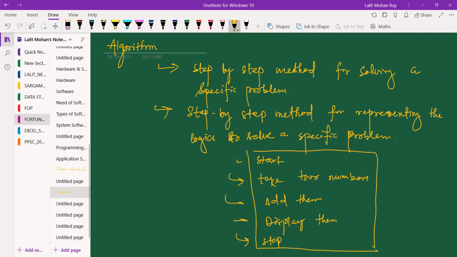This is an algorithm. Mathematically we can write: start, take A, B, two numbers, C equal to A plus B. We add A with B and keep the result in C. Number 4 is display C. Number 5 is stop. All of you clear? This is a very simple example.